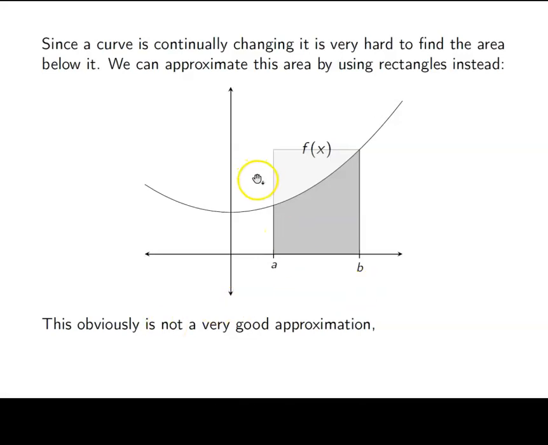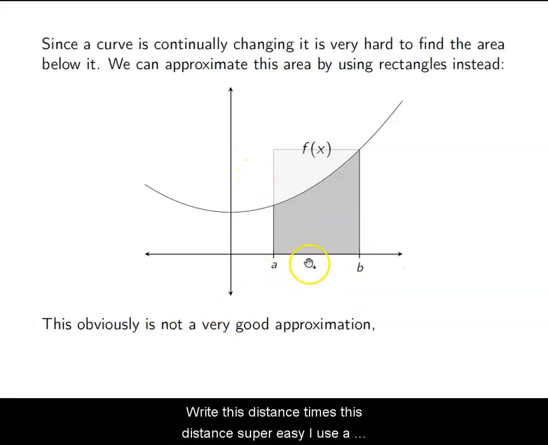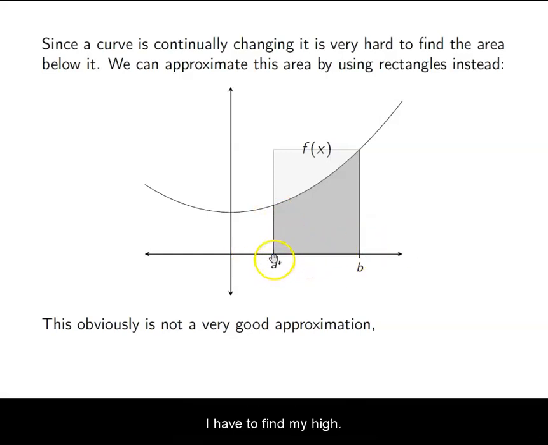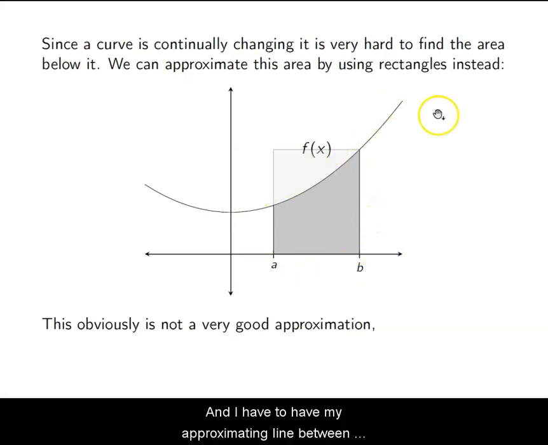Base times height, right? This distance times this distance. Super easy. If I use a trapezoid, it's not as easy because I have to find my base. I have to find my height, right? And I have to have my approximating line between one point and another point.